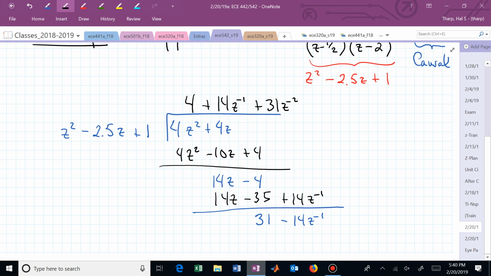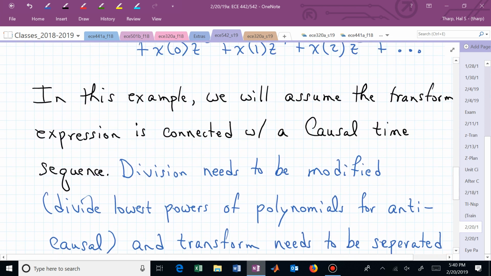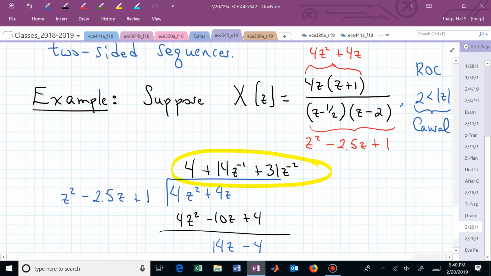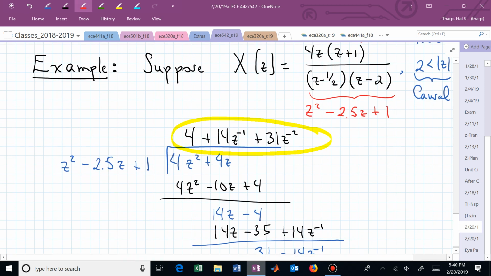We could keep going, but this is all the further I want to go. What we're doing now is comparing this expression with that series expansion. What is scaling z to the 0? That will be our x of 0 coefficient. Here is now x of 0. This coefficient, which is scaling z to the minus 1, is now x at 1, and here is our coefficient at time 2, or x at time 2.